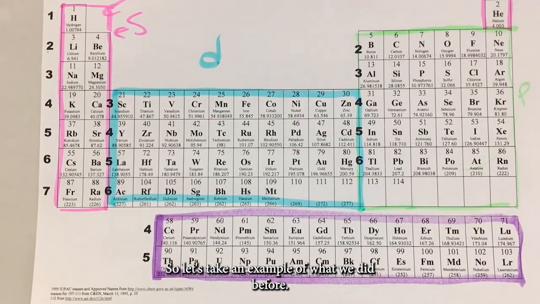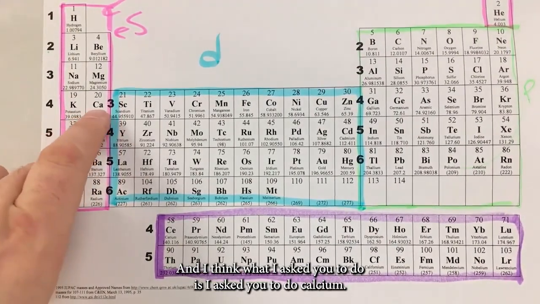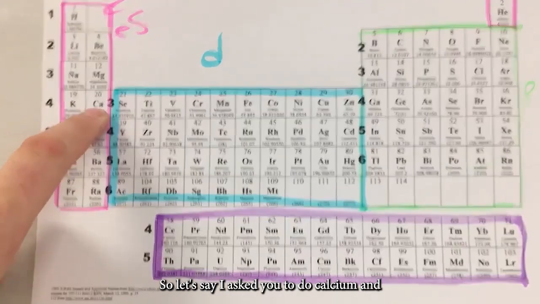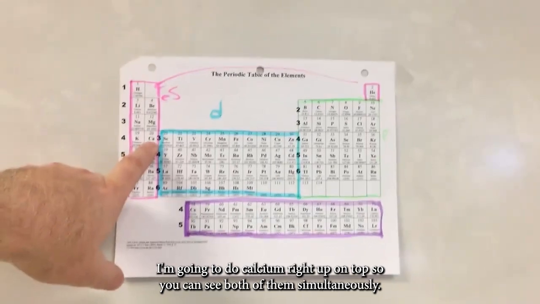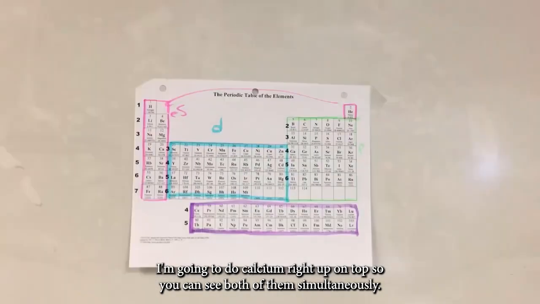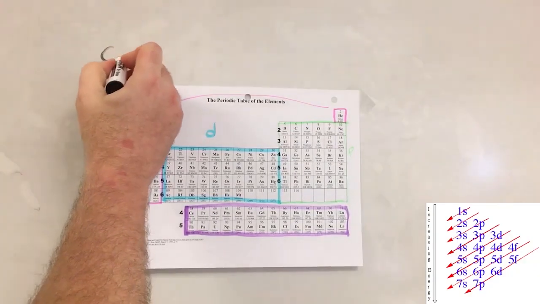So let's take an example of what we did before, and I think what I asked you to do is calcium. So let's say I asked you to do calcium, and I'm going to do calcium right on top so you can see both of them simultaneously. So let's say I wanted to do it for calcium.